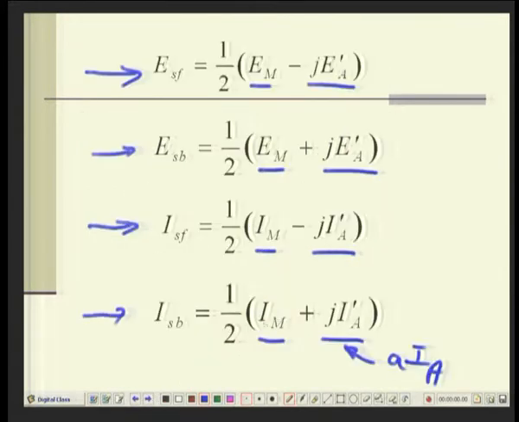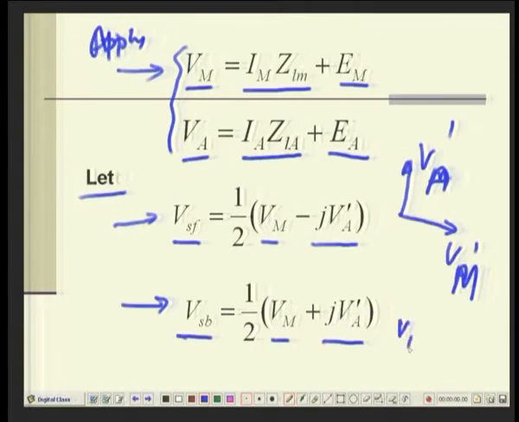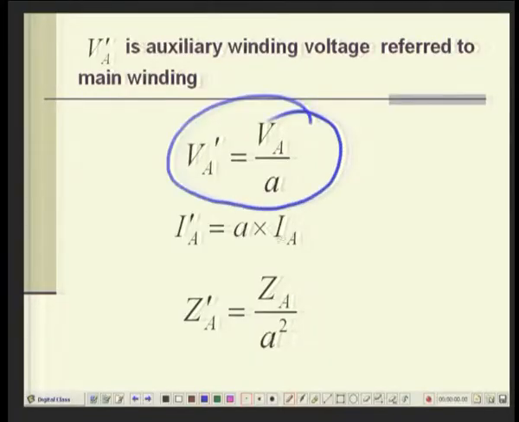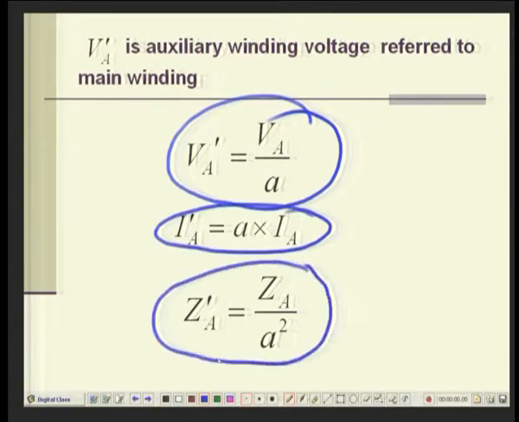What is Va dash? Va dash is Va by A, like a transformer turns transformation. You refer to these turns, okay. So, earlier it was higher turns, now you reduce it to smaller turns. So, it has to be divided by A, okay. So, our definition of turns is Va dash is Va by A, Ia dash is A Ia, and the impedance transformation is Za dash is Za by A square. I hope you know this, right.